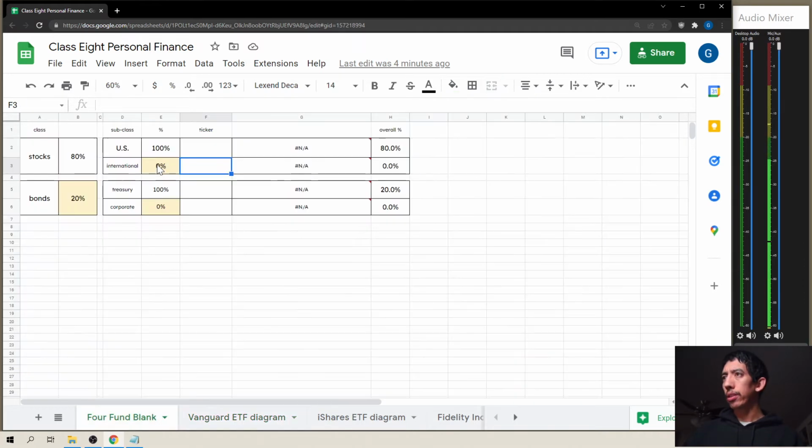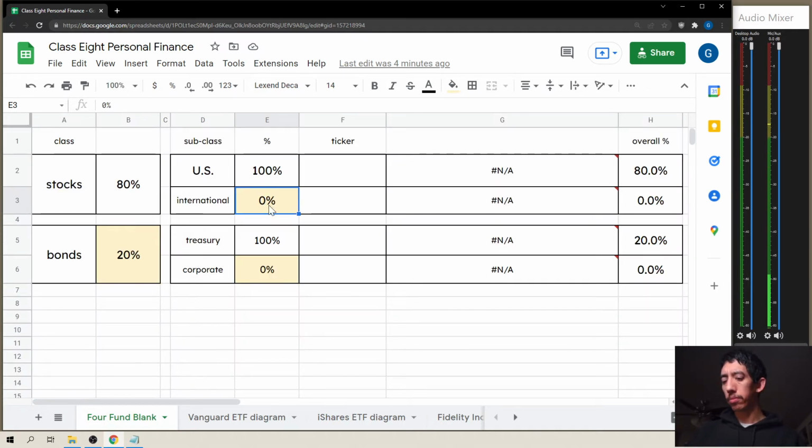Let me go back over here. 60-40. Well, let's zoom back in here. US 60%, international 40%. That's where I prefer to be. So that's my answer to the question, but you may prefer less. It's going to depend partly on whether you can take underperformance. The US has been outperforming international by a long shot over the past 10 to 15 years.